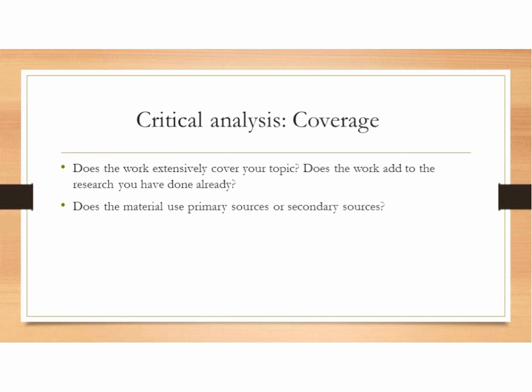Does the material use primary sources or secondary sources? So primary sources are, of course, newspapers, audio recordings, photographs, sources from when an event happened. And a secondary source is using that primary source and making some sort of analysis of it. And so always be cognizant of what sort of material is being used in the internet source you're looking at.